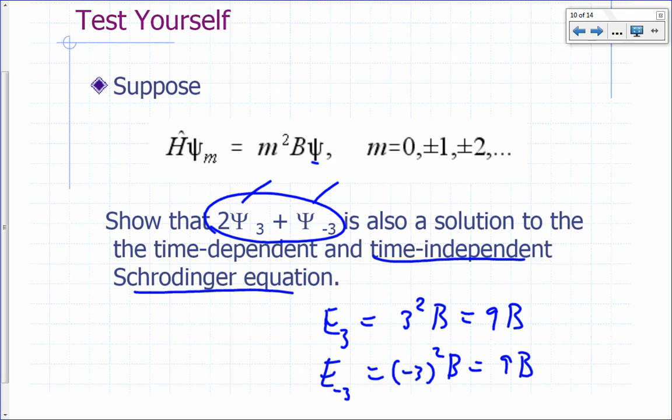So let's make this your homework. Prove that it is a solution to the time-dependent and the time-independent Schrodinger equation. This specific case. Okay. Don't change it yet, please. I just want to pick up the last one. I'm sorry. I just want to write that right quick.